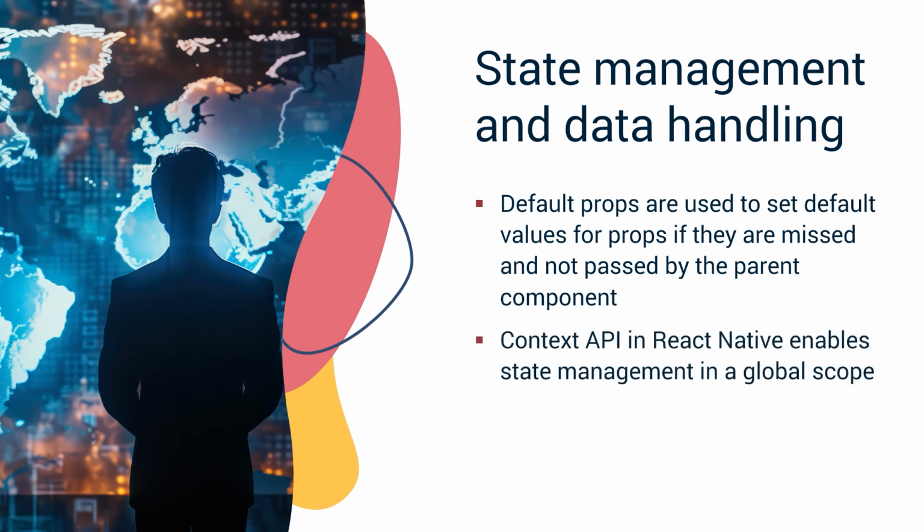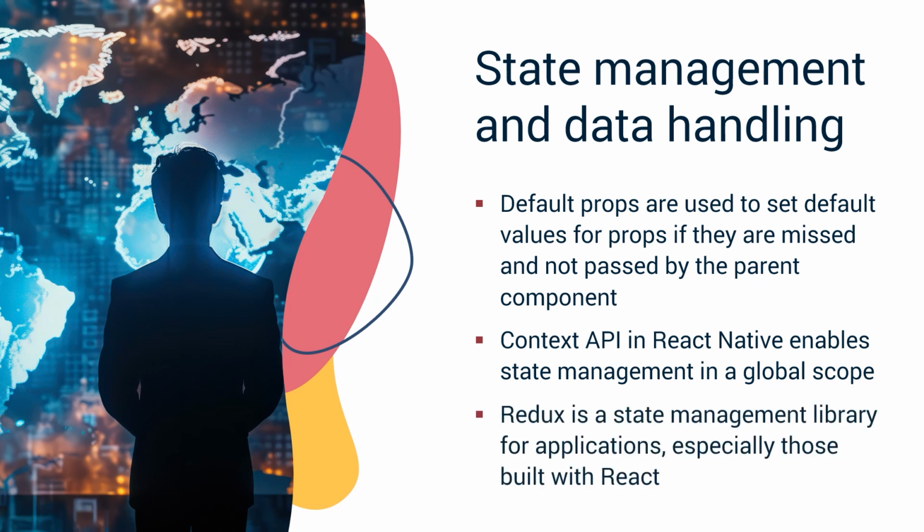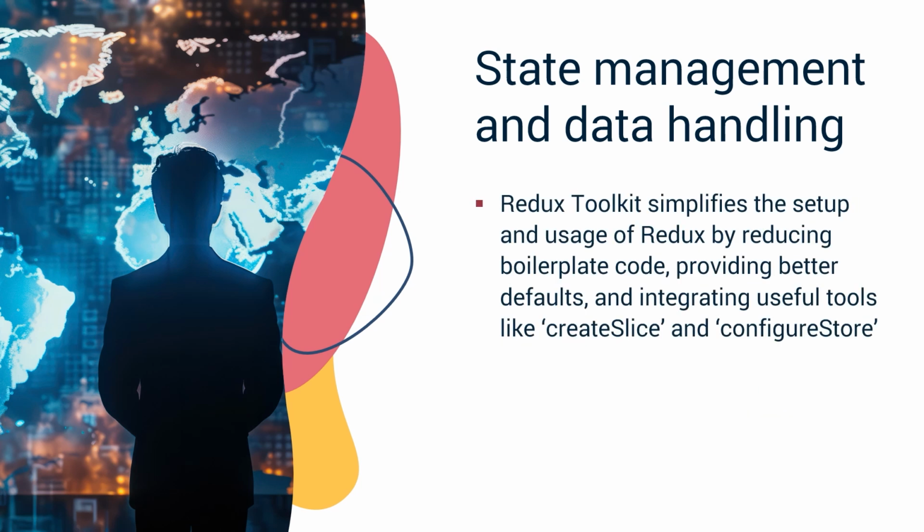Context API in React Native enables state management in a global scope. Redux is a state management library for applications, especially those built with React. Redux Toolkit simplifies the setup and usage of Redux by reducing boilerplate code, providing better defaults, and integrating useful tools like createSlice and configureStore.